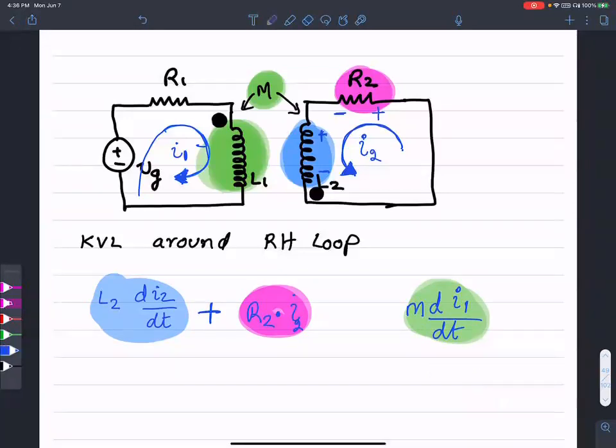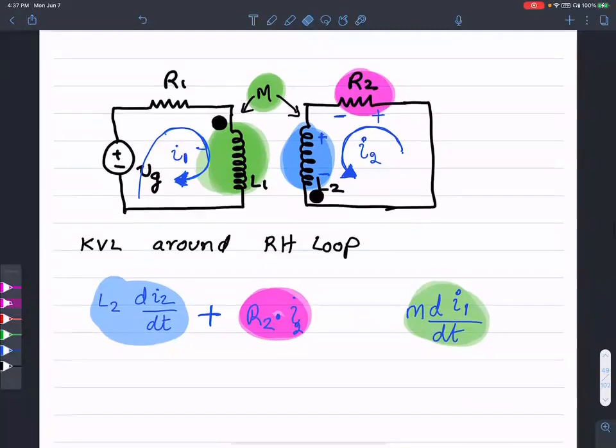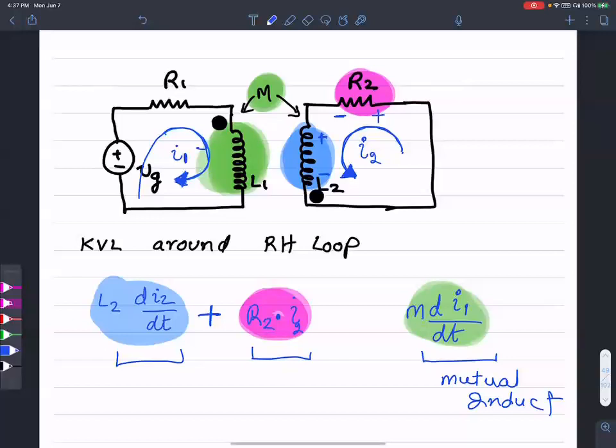Now the other part I have to remember is to determine whether I write a plus or a minus here. Everybody with me? So there are three components of voltage in this mesh. The first component is the self-inductance, the second is the resistance, and the third is the mutual inductance. This is the resistance voltage drop, and this is the inductance voltage drop.